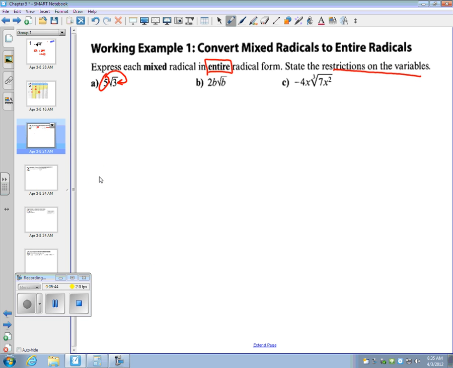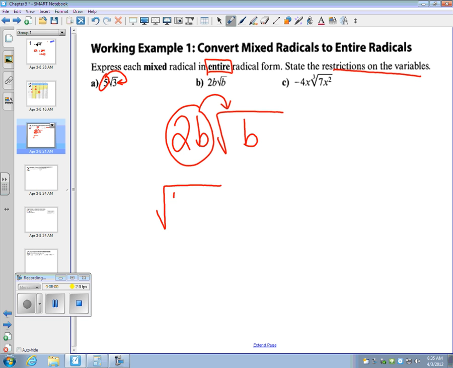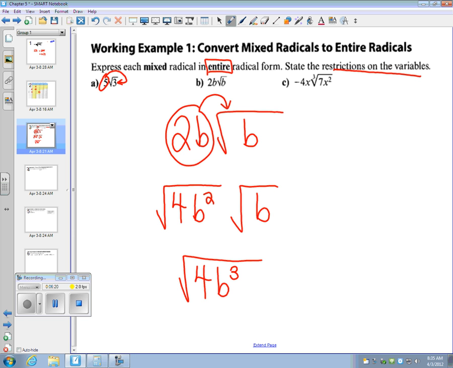So b is 2b, or not 2b, times the square root of b. So we're trying to put this entire thing back under the radical sign. Well, the number 2 can be written as the square root of 4. b can be written as the square root of b squared, and we're timesing that all by b. Next we're going to combine these together, so we get the square root of 4, and we have b squared times b, so that is b cubed.